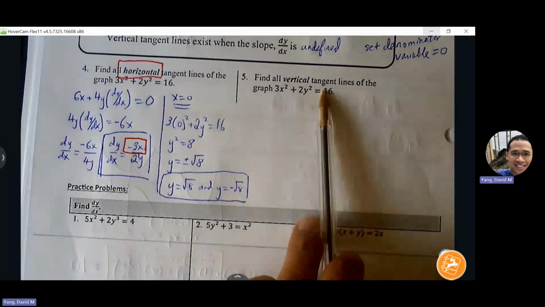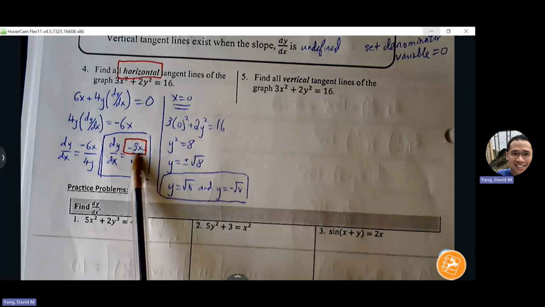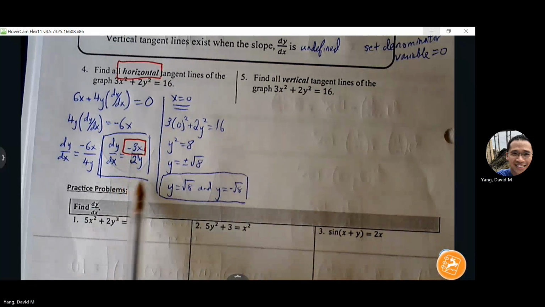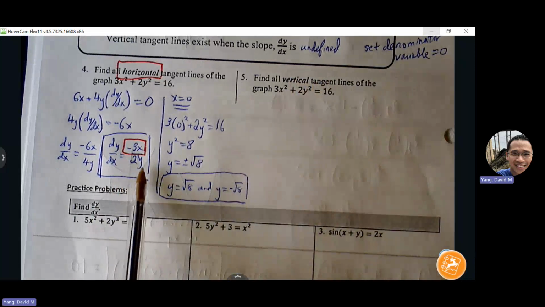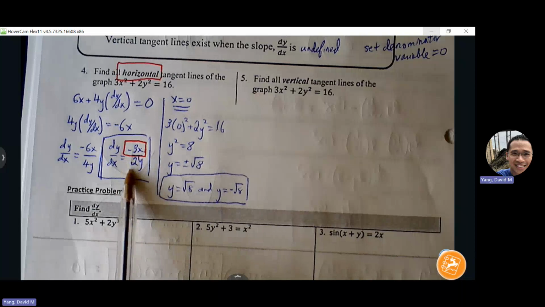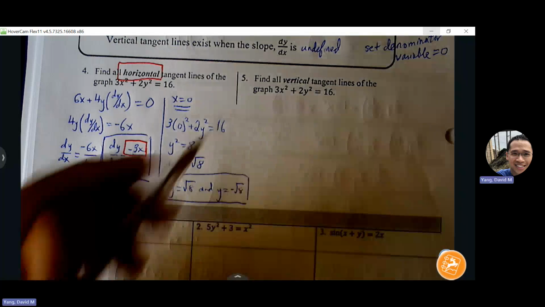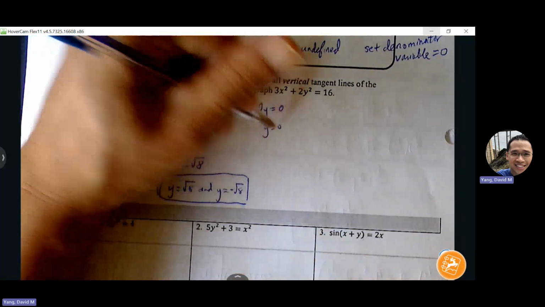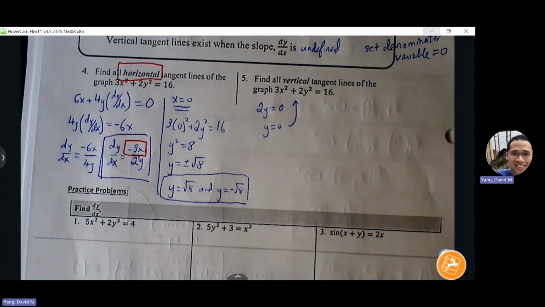Okay, find all vertical tangents. So we can pick up where we left off for number 4, right? We can focus on our derivative, the same equation, right? Same derivative. But now where do we look to find vertical tangents? Yeah, so 2y equal to 0. Yeah, say that, 2y equal to 0. Solve for y, y is equal to 0. And if I want to find the locations, I can put them back into the original equation.